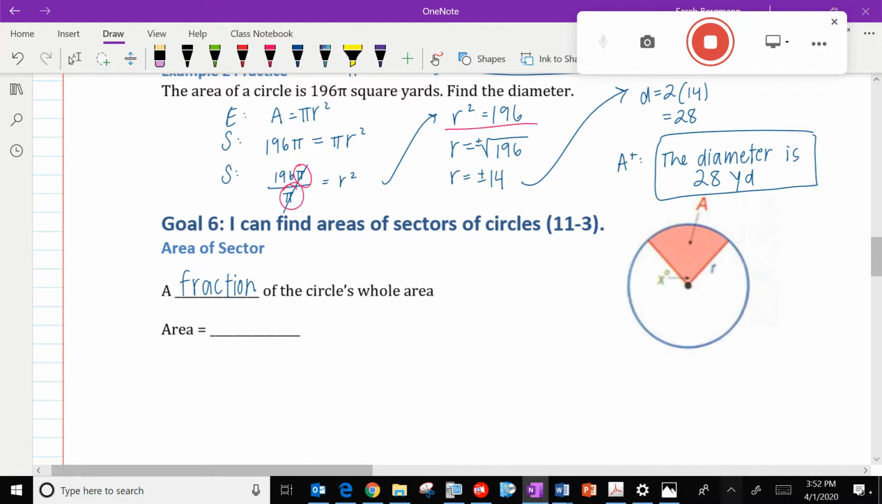So the formula for it is the fraction, which we can get by taking x over 360, times the whole area, which we know is pi r squared. X in this formula represents the central angle measure. So it's that angle made at the center of the circle by these two radii.